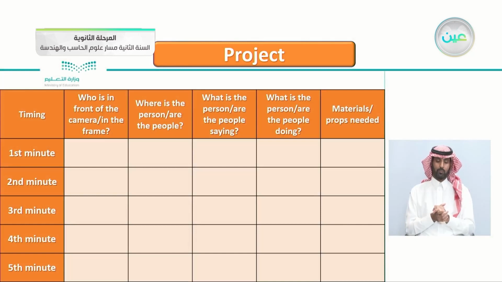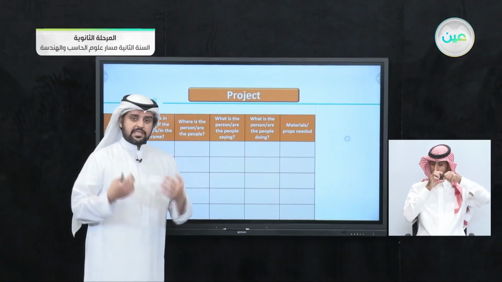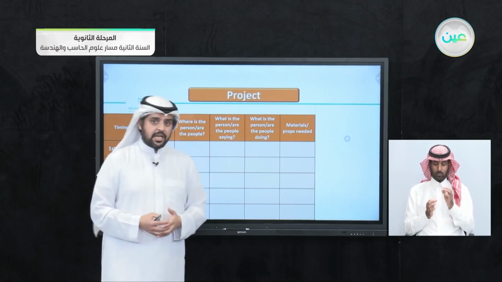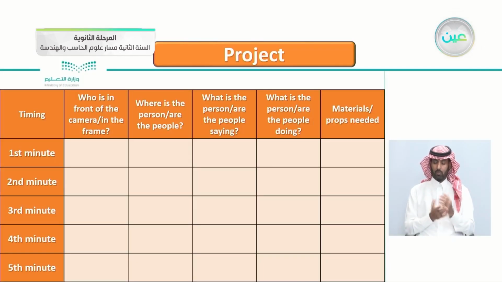This is the chart here. You have the timing, the first minute, the second minute, the third, the fourth, the fifth, and also who is in the front, who is in front of the camera, who is in the frame, just as I am right now. Where is the person, or where are the people? What is the person or the people saying? What is the person or people doing? Materials or props needed. So you have to decide all of these as a group. And remember to divide them into the first minute, second minute, third minute, and we go on.